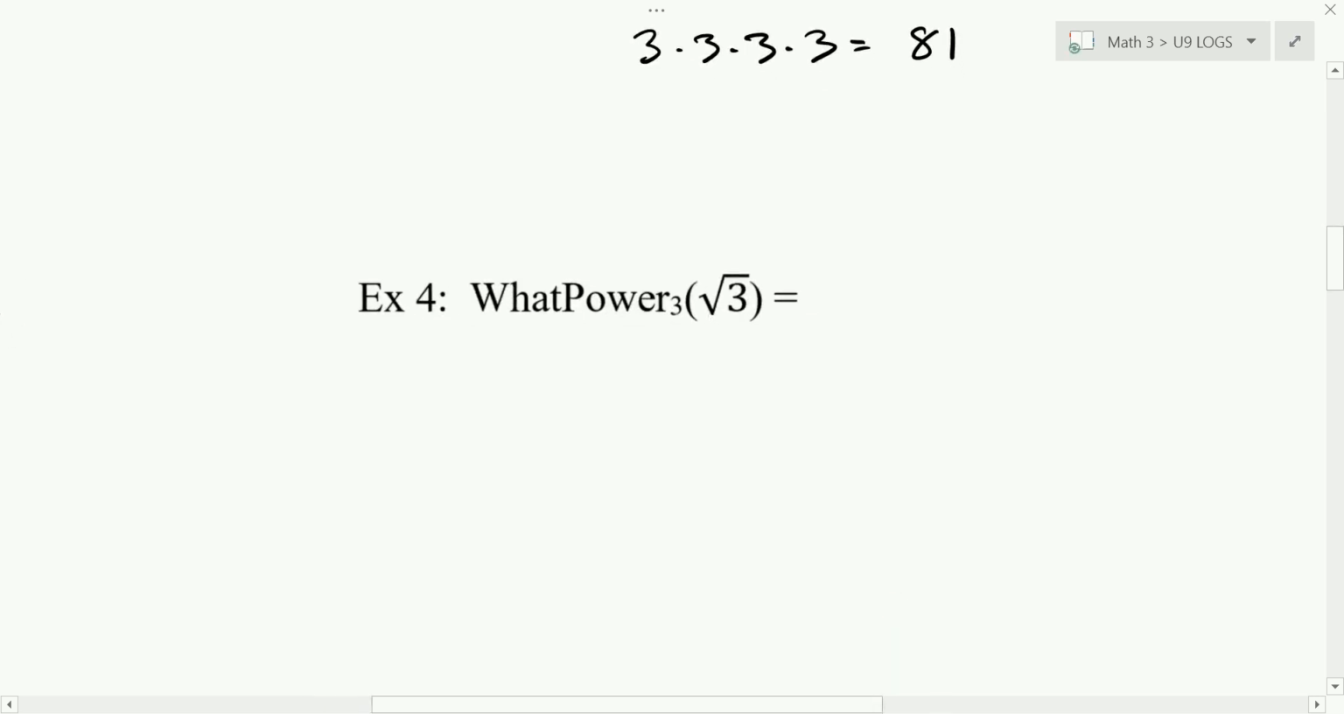Okay. How about this one? What power base 3 of the square root of 3? Good. Okay. This is asking 3 to what power is the square root of 3, and we've learned in the past that 3 to the 1/2 power is equal to the square root of 3. That's just another way to represent that. So my answer is going to be 1/2.